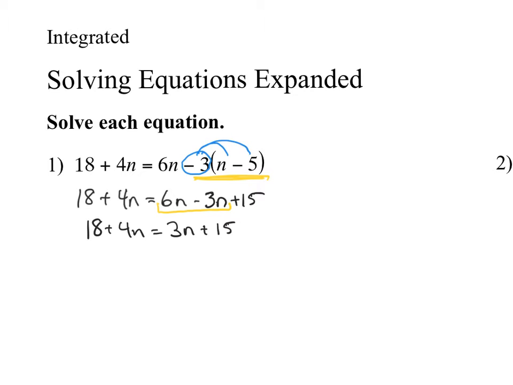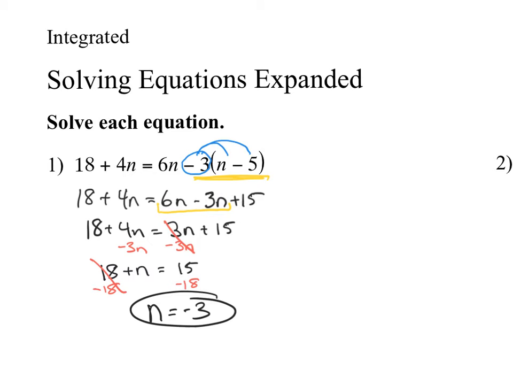All right. So now this is a choice where I get to put my n's on the left or my n's on the right. Does not matter. But here's what I'm going to do. I like subtracting off the smaller bits of n's. So -3n minus 3n, that's going to get rid of that. It's going to give me 18 plus n equals 15. And then we're going to be able to just subtract 18 from this side, subtract 18 from this side. That goes away. It looks like we're going to have n equals -3. Awesome. So there we go right there.